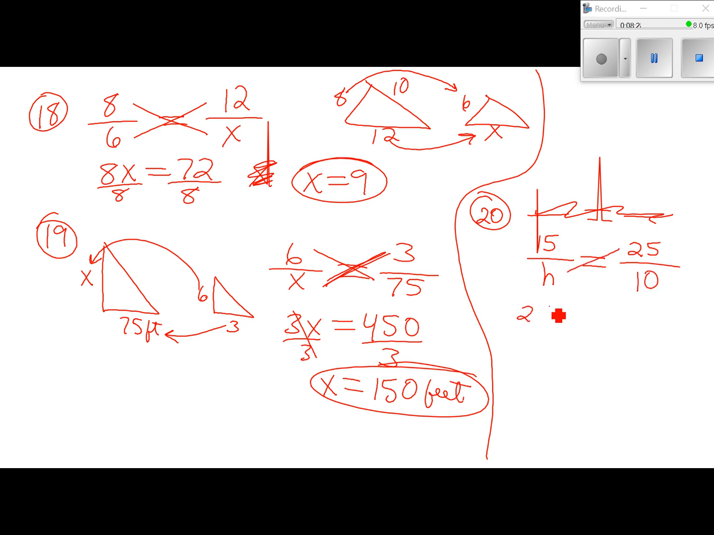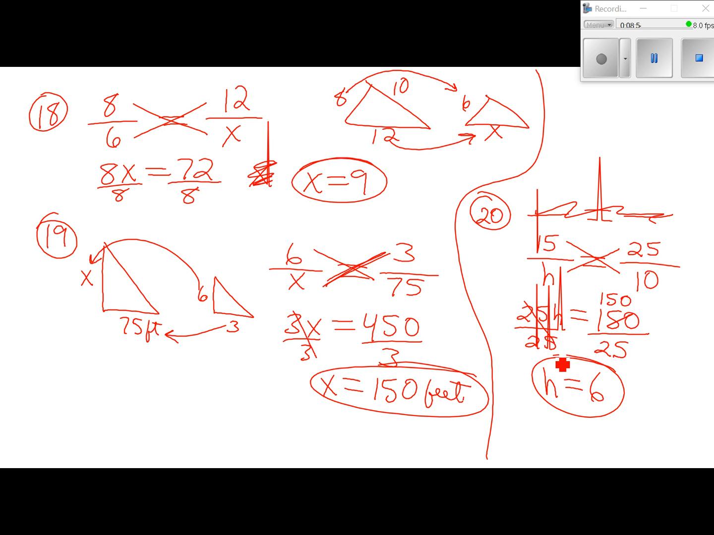Cross multiply, we get 25H equals, cross multiply this way, you get 150. Divide both sides by 25. Ignore all that. The 25's cancel out, and you're left with H. This is 150, not 180. All right, so if I just think how many quarters are in $1.50, that'd be 6. So when we divide that, it comes out to be 6. That means the person is 6 feet tall.